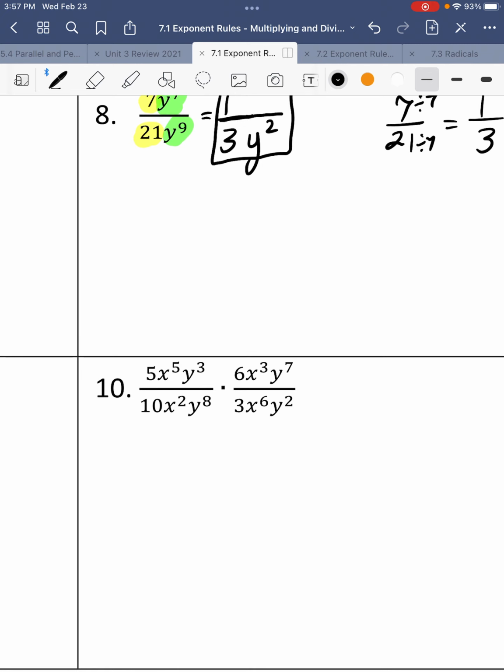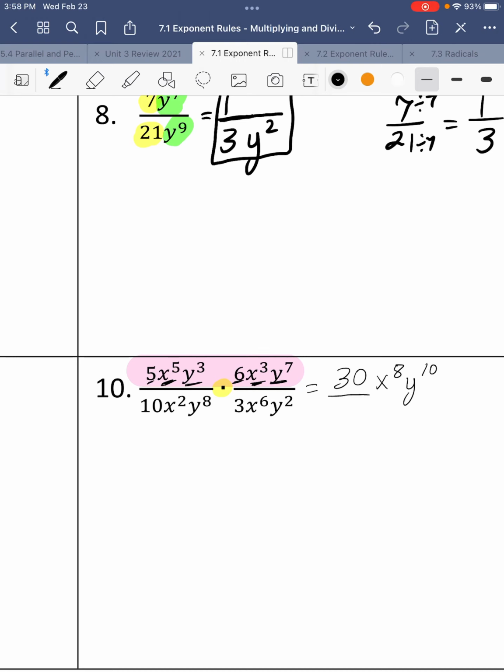This is going to combine both things we just did. First thing I would do for this problem is multiply. So you're going to multiply the whole numerator. You have multiplying fractions. What you do is you multiply the numerators. So we multiply the 5 times 6 is 30. X to the 5th times x to the 3rd is x to the 8th. Like bases, you add exponents with multiplication.